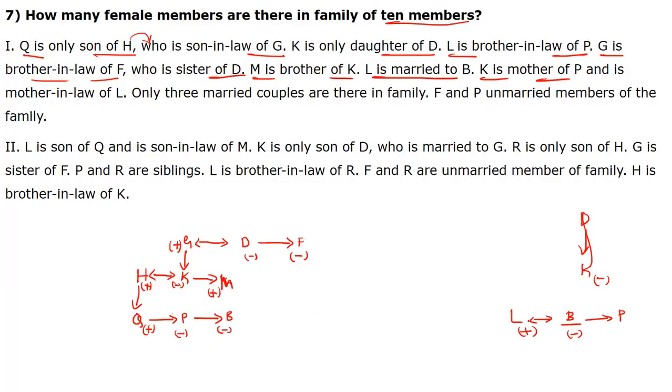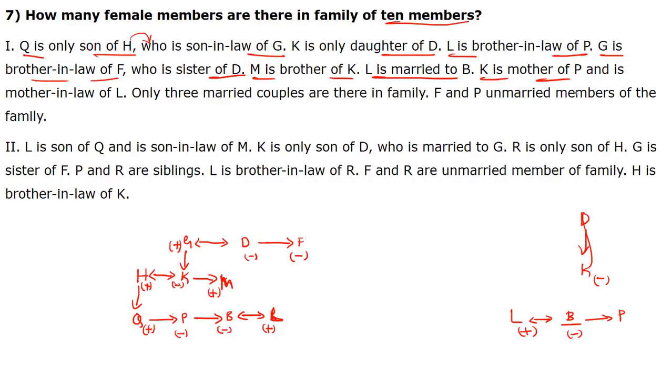Okay. Now L and B are married to each other. So L is the brother-in-law of P, and L has to be here, right? L is the brother-in-law of P. That's correct. L is the brother-in-law of P in this case. That's correct. So P is the sister of B. So that is also correct. So this is done. Alright.